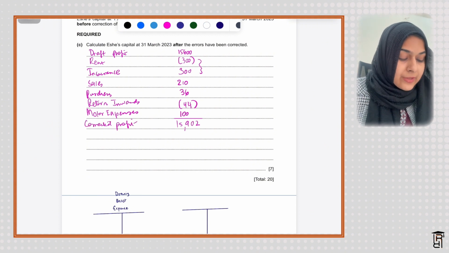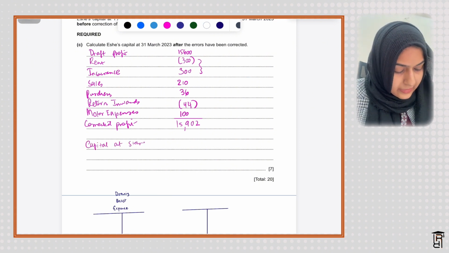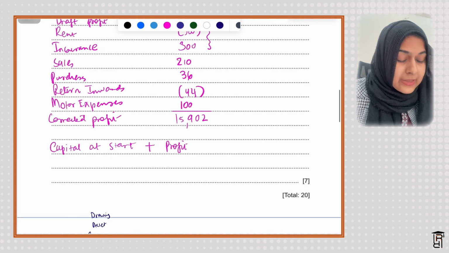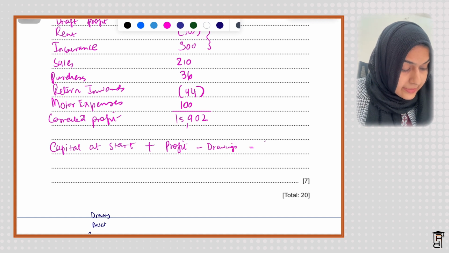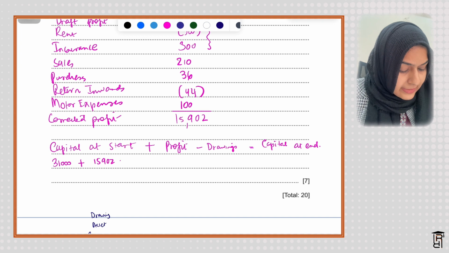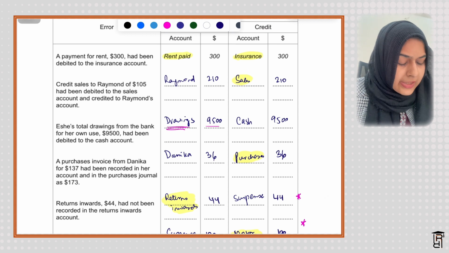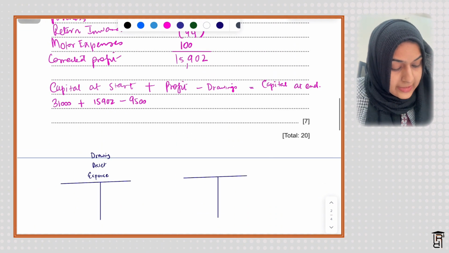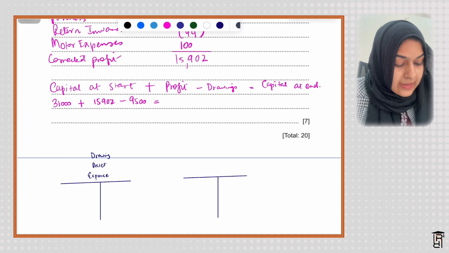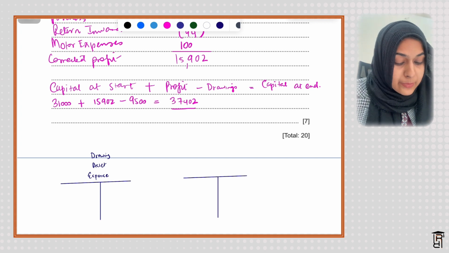Now, since I have the corrected profit, I'll apply the capital formula. I'll write here capital at start, add profit, that is corrected profit, profit for the year, minus drawings is equal to capital at end. Capital at start here is 31,000. Profit here, corrected profit, is 15,902. Minus drawings is 9,500. We know drawings from here. Drawings were 9,500. And then you get capital at end of 37,402. This is my capital at end at 31st March 2023.